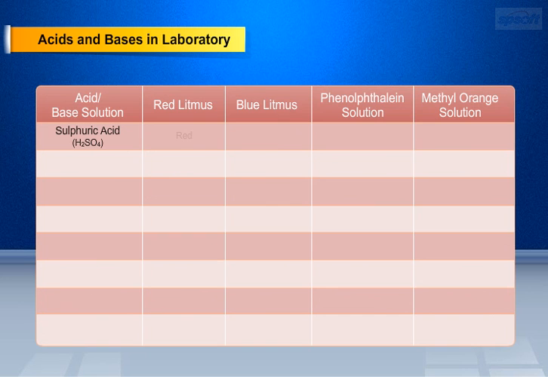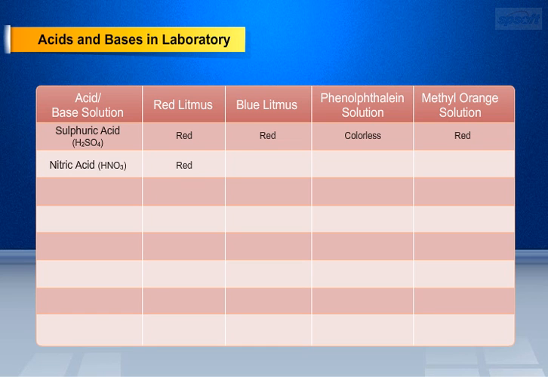Sulfuric acid remains the same color for red litmus paper. Sulfuric acid changes blue litmus to red. Sulfuric acid becomes colorless when phenolphthalein solution is added. Sulfuric acid becomes red after adding methyl orange.